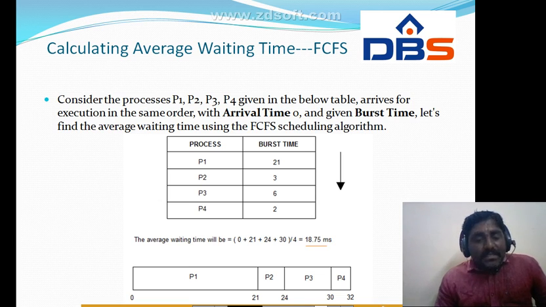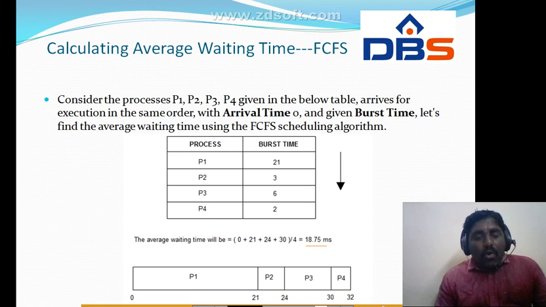Okay, that means how we are going to calculate. For process P1 the waiting time is 0. Okay, 0 plus P2. For process P2, how much time will it wait? It will start at 21, which means it will wait up to 21 milliseconds. So 21 plus, regarding P3, P3 starts at 24, so its waiting time is 24. Okay, 24 plus again P4. P4 waits 30 milliseconds. So that is 0 plus 21 plus 24 plus 30.